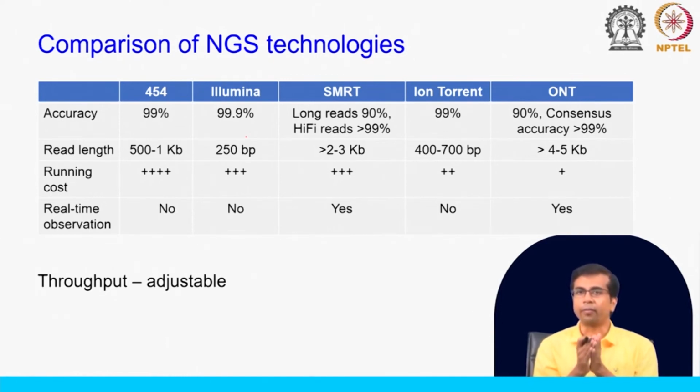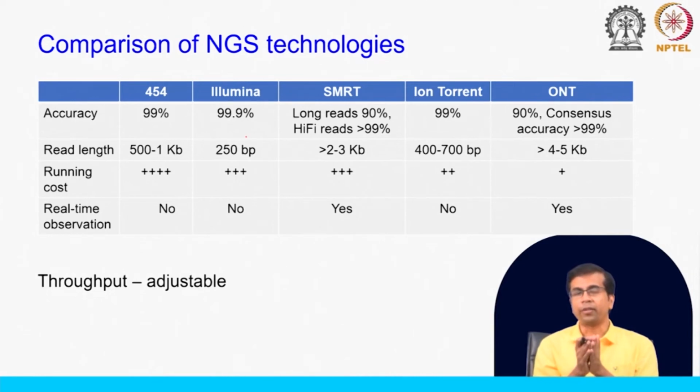Running cost is a very important point, with the funding that you have. 454 was very expensive, so it is not available anymore. For Illumina and SMRT, the running cost is on the higher side because of the polymerase and the modified nucleotides that you use. Ion Torrent is slightly more economic compared to Illumina and SMRT because you do not use any modified nucleotide. And of course, since we have discussed all the methods, ONT is the most cost effective because it is doing direct sequencing, there is no polymerase or dNTP involved.